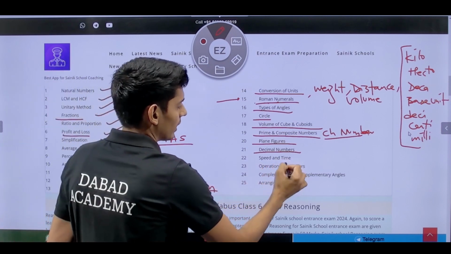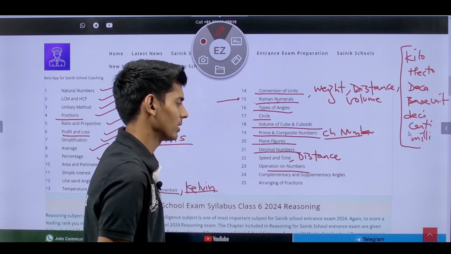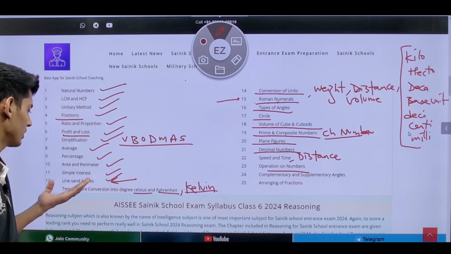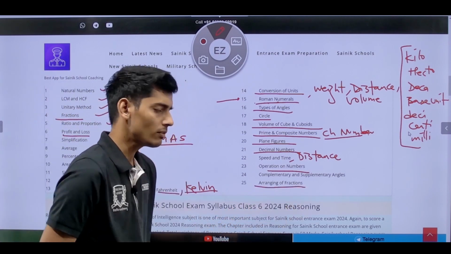Then you have speed, time, and distance. This is your next chapter. Operations of number is part of chapter number 1. Complementary and supplementary angles, this is part of your types of angles. Lines and angles, you can cover this in that. Arranging of fractions, okay.